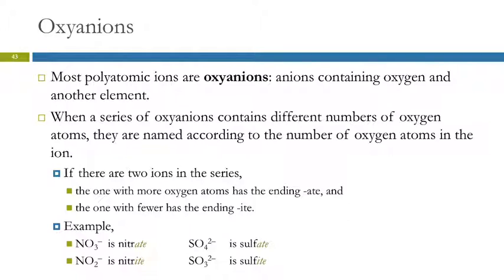So most of those ions are what are called oxyanions. They're anions that have oxygen in them. And so there is a pattern to how they're named. If there's 2 ions in the series, the one that has more oxygen atoms in it gets the ending -ate, and the one with fewer is -ite. So we've got nitrate and nitrite. The difference is the number of oxygens. Nitrate has 1 more oxygen than nitrite. Sulfate and sulfite, the sulfite has 1 less oxygen than the sulfate. The number of sulfur atoms doesn't change, the charge doesn't change, just the number of oxygens.